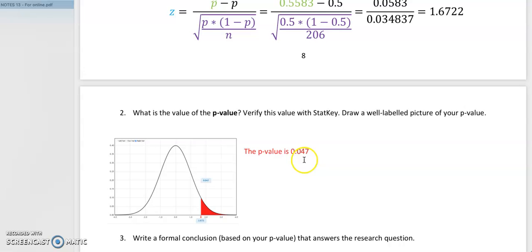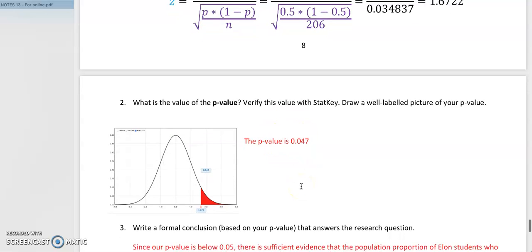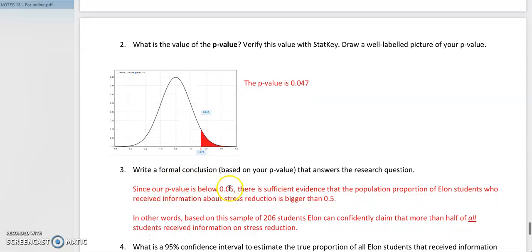All right, so if we wanted to take that and write a conclusion, our p-value is less than 0.05, which means that if the null hypothesis is true, this would actually be kind of an unusual thing to see. So what we've said is that in these cases, this serves as sufficient evidence that our alternative hypothesis is true instead. So I would say, since my p-value is below 0.05, there is sufficient evidence that the population proportion of Elon students who received information about stress reduction is bigger than 0.5. Basically, I'm saying more than 50% of all Elon students received information about stress reduction.